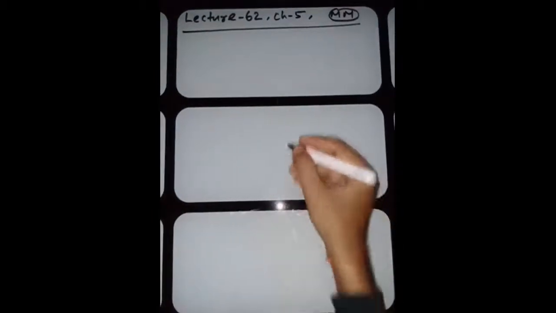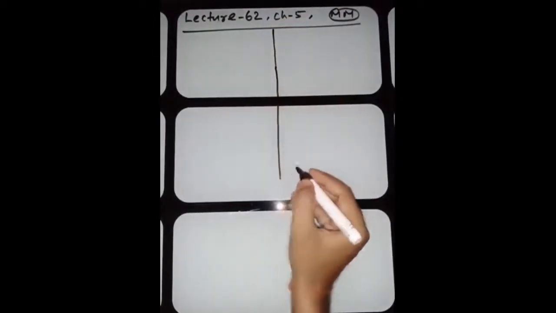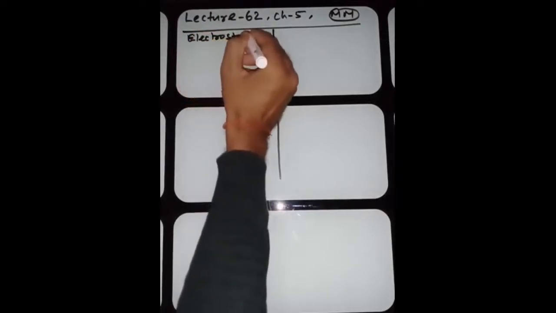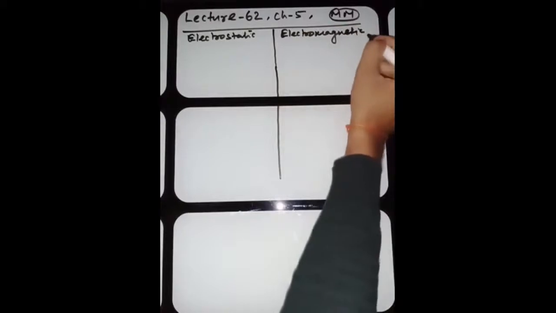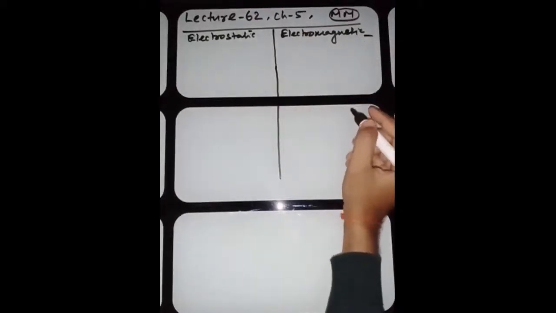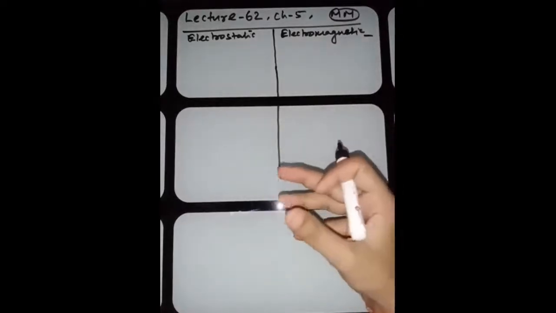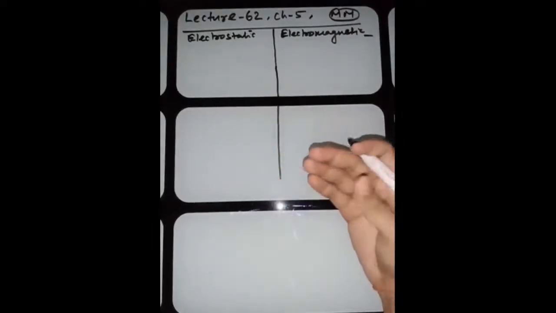We will distinguish here, on one side, the electrostatic quantities, and here, the electromagnetic quantities. Okay, my dear students, in electrostatics we started our chapter with the electric field, and here we will study about the magnetic field.